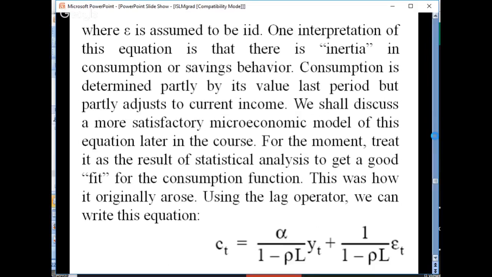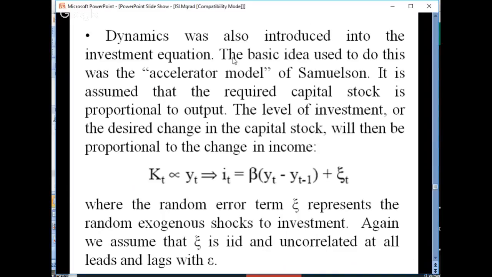So dynamics was also introduced into the investment equation. The basic idea to do this was the accelerator model of Samuelson. Samuelson's another Nobel laureate. It's assumed that the required capital stock is proportional to output. The level of investment or desired change in the capital stock will then be proportional to change in income. So K_t is proportional to Y_t, and that means that we can write investment as a function of the difference between income in one period and income in the next.